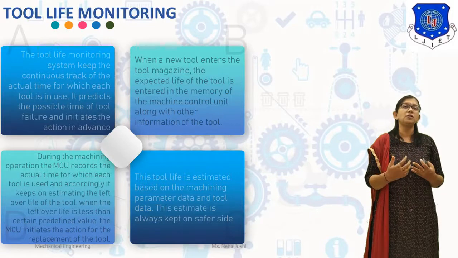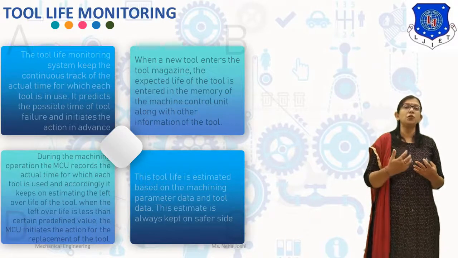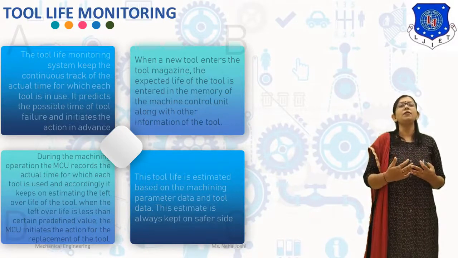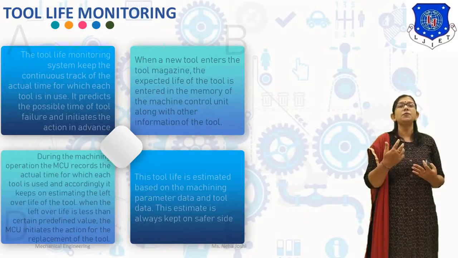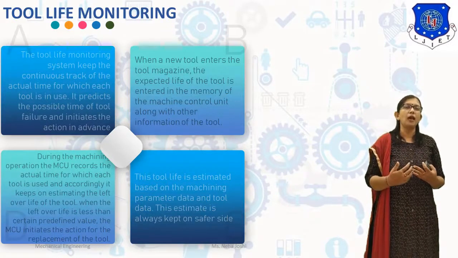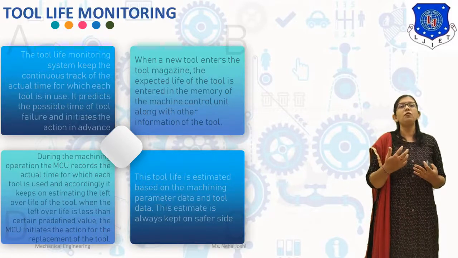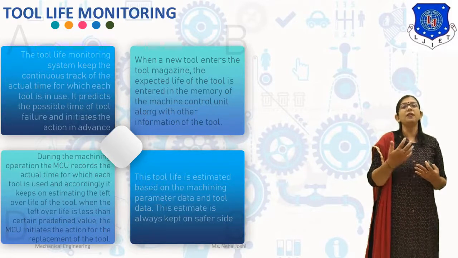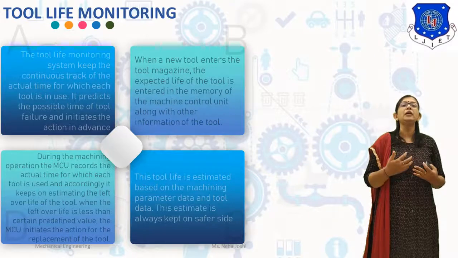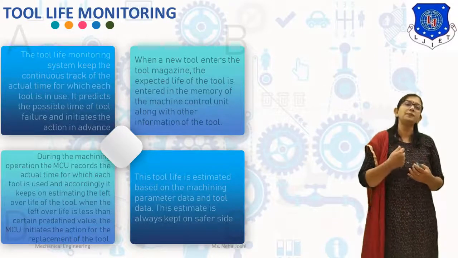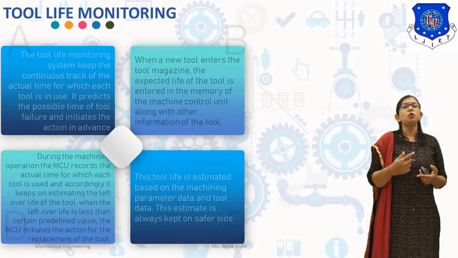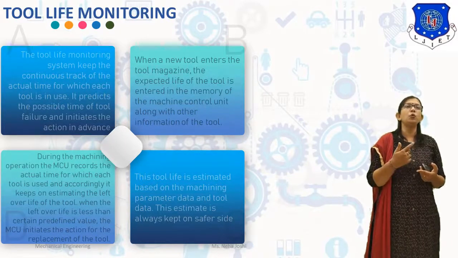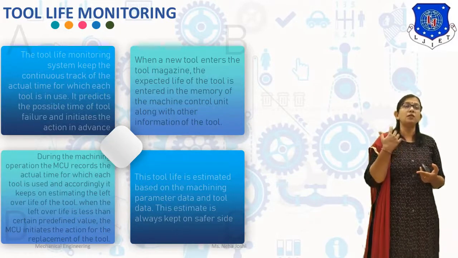During the machine operations, the machine control unit records the actual time for which each tool is used, and accordingly keeps on estimating the leftover life of the tool. When the leftover life is less than a certain predefined value, the machine control unit initiates the action for the replacement of the tool. So this is about tool breakage monitoring and tool life monitoring, which are used in flexible manufacturing systems.